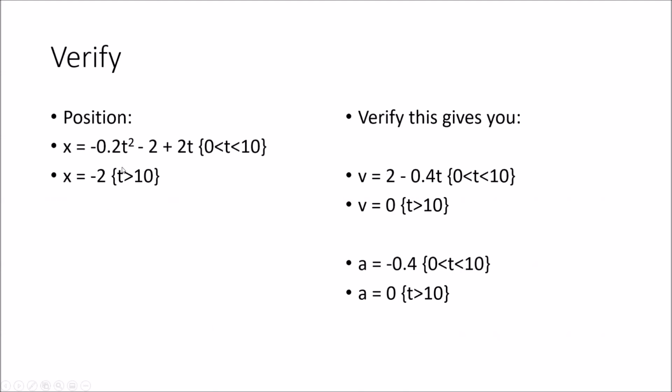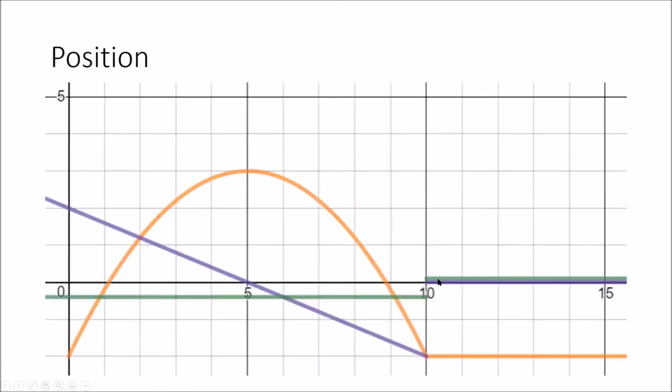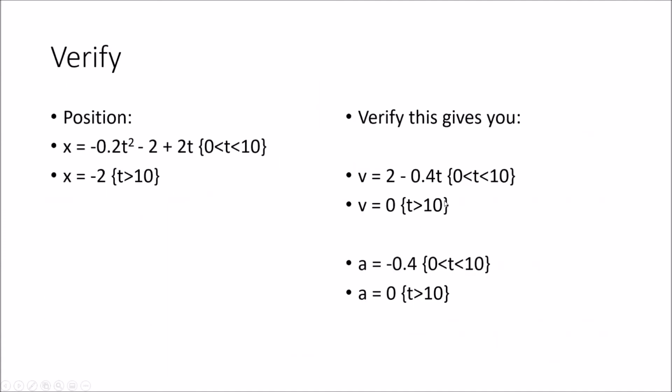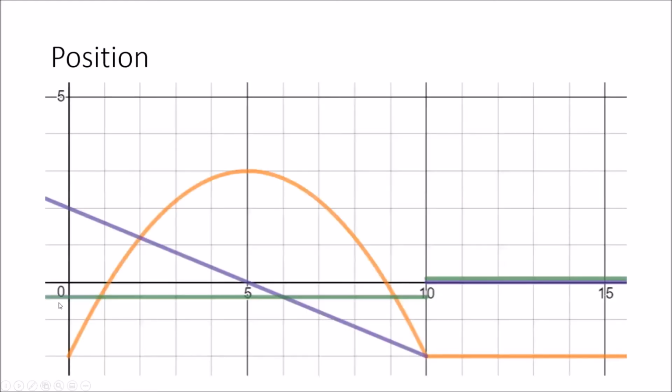And then you take the derivative of this. This is the time greater than 10, which is over here where everything is flat. That just gets you a velocity of 0. You take the derivatives of these. Well, the derivative of this, the 2 goes away, the t goes away. You get negative 0.4, just like that. An acceleration of 0 after t equals 10, which is negative 0.4 in green, and then 0 after that. I offset it a little bit so that you can actually see it.